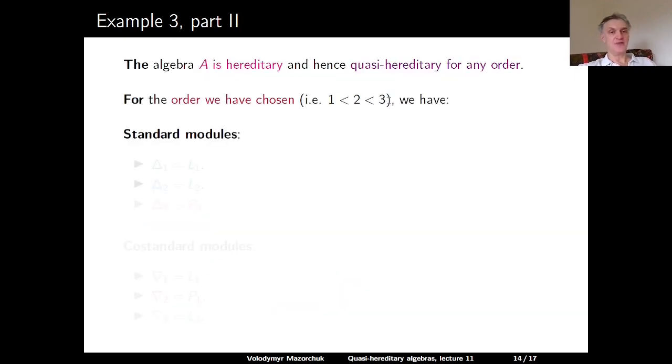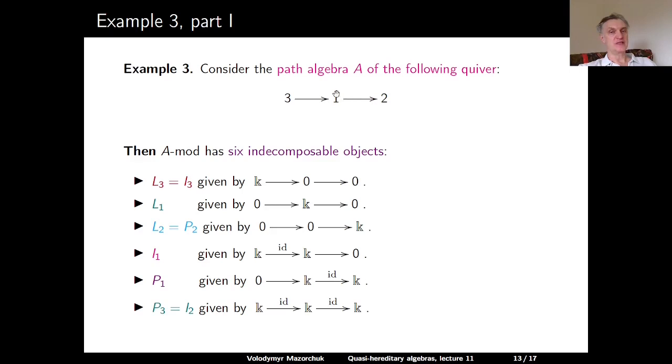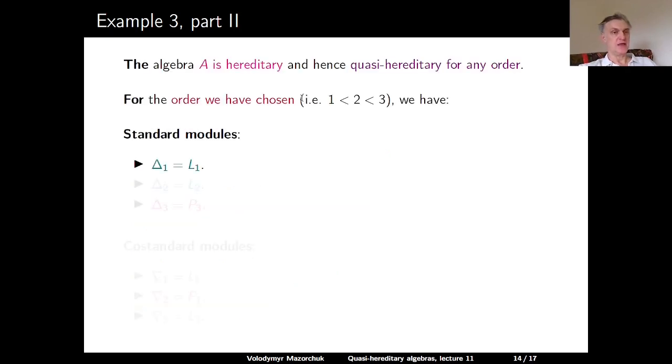Okay, so we have the following standard modules. Of course, delta 1 is L1 because 1 is the smallest vertex. Delta 2 is L2 because the projective is simple. But delta 3 is actually P3. That's the usual sink. So delta 1 is L1, delta 2 is L2, delta 3 is P3.